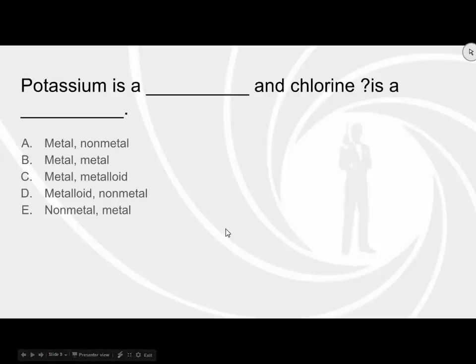Next question. Potassium is a blank and chlorine is a blank. Take a minute, see if you can figure out what the answer should be. The answer should be A. Potassium is a metal and chlorine is a nonmetal.